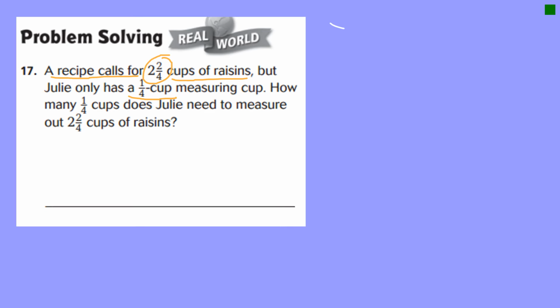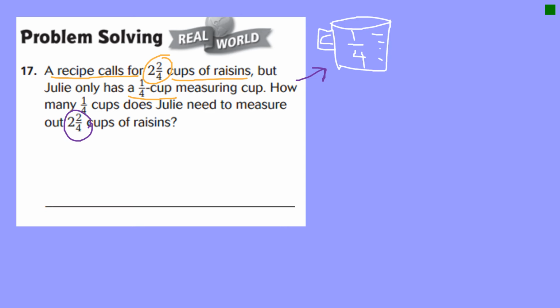So she has a measuring cup, you know, those cups with all the lines on them. Her cup only holds 1/4, and that's it. That is all her measuring cup will hold. So how many times does she have to fill that 1/4 measuring cup to get 2 2/4 cups of raisins?